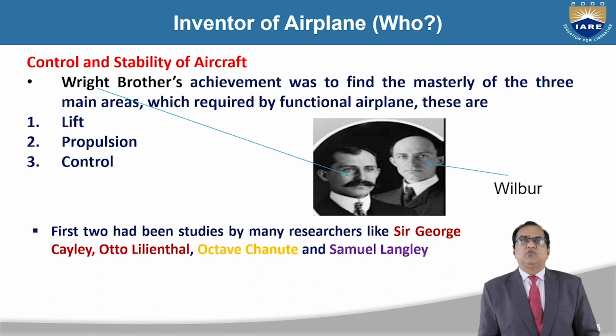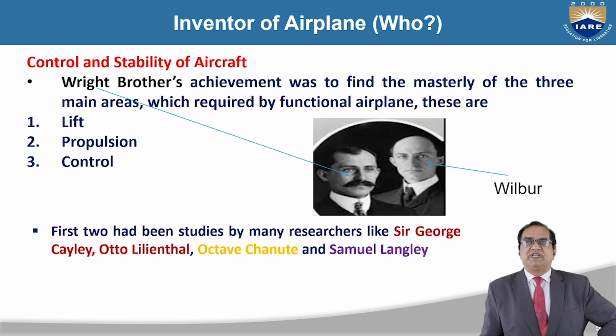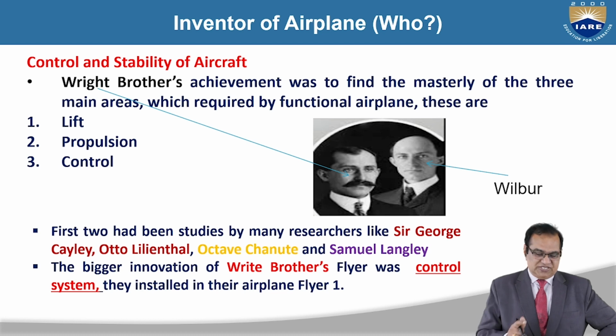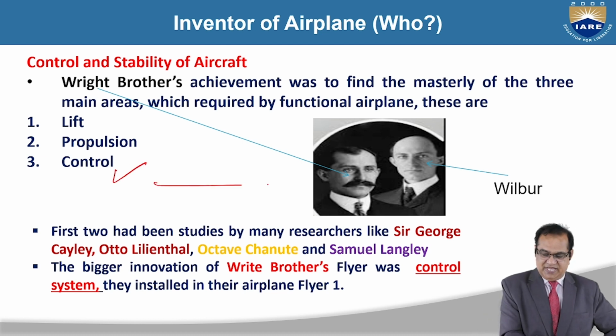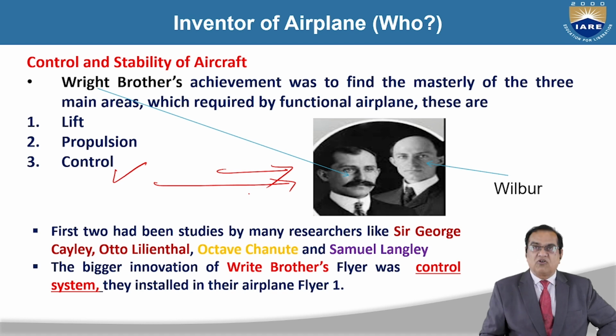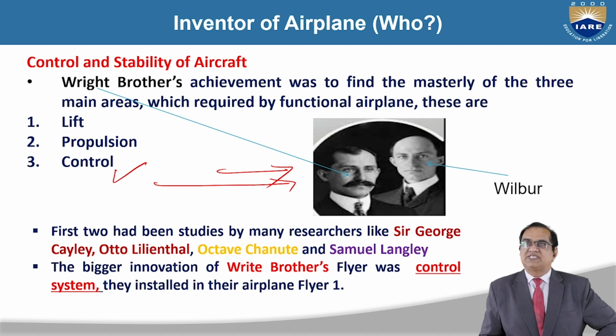The first two, lift and propulsion, had been studied by many researchers like Sir George Cayley, Otto Lilienthal, Octave Chanute, and Samuel Langley. But the third one, the bigger innovation of the Wright brothers' Flyer, was the control system. The main credit for this goes to these two brothers, who developed the control.